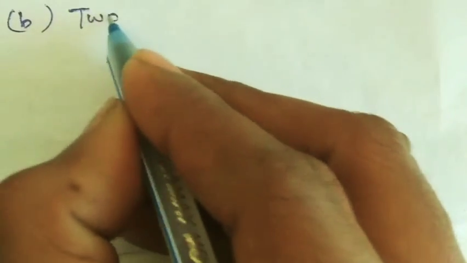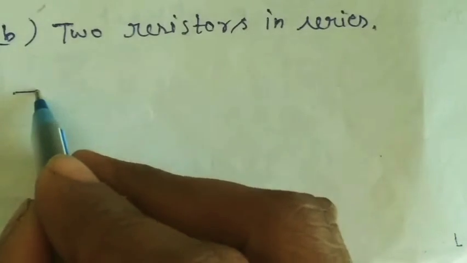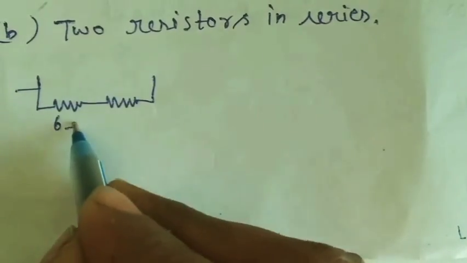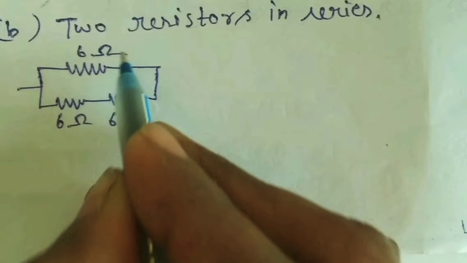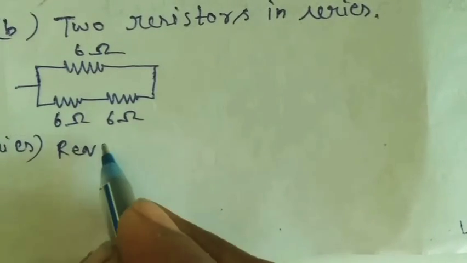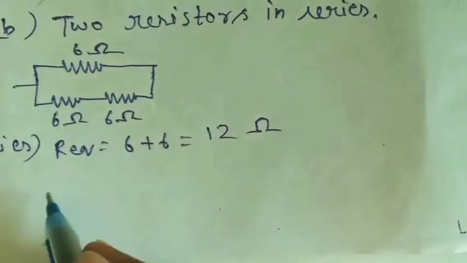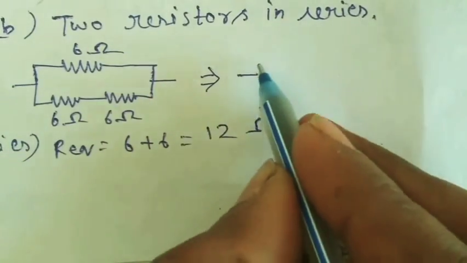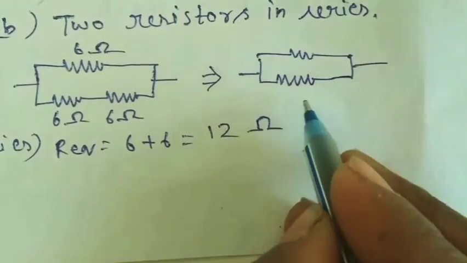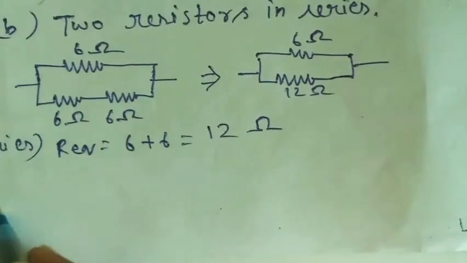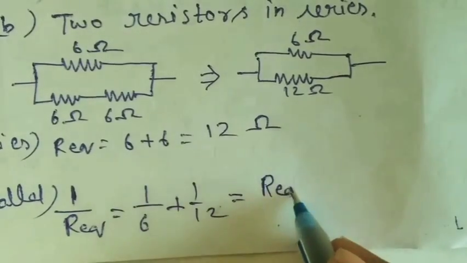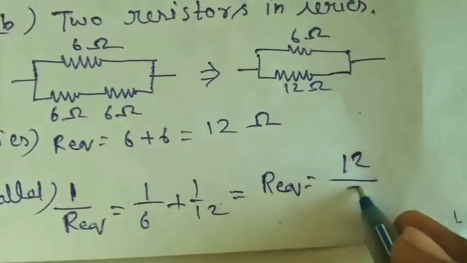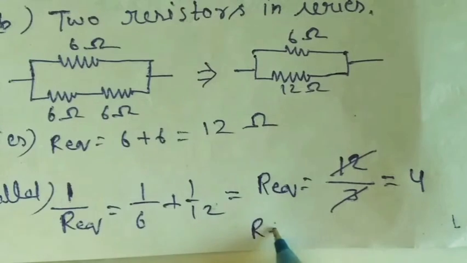B. 2 रजिस्टर्स इन सीरीज. तो 6 ओम के रजिस्टर सीरीज में हैं और दोनों रजिस्टर एक 6 ओम रजिस्टर के साथ पैरेलल में है. इन सीरीज कॉम्बिनेशन R equivalent is equal to 6 plus 6 is equal to 12 ohm. 12 ओम रजिस्टर 6 ओम रजिस्टर के साथ पैरेलल में है. इन पैरेलल कॉम्बिनेशन 1 by R equivalent is equal to 1 by 6 plus 1 by 12, R equivalent is equal to 12 by 3 is equal to 4 ohm.